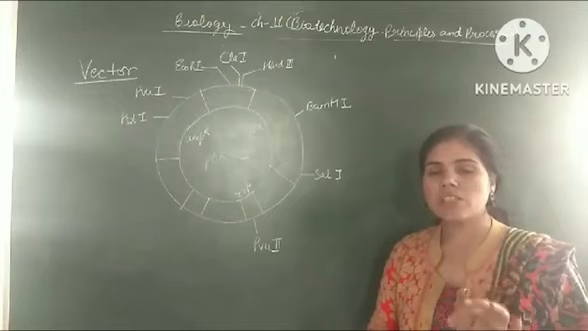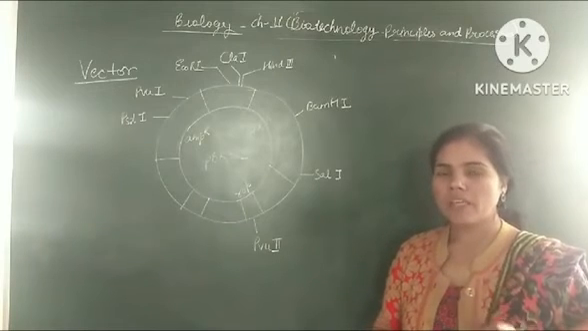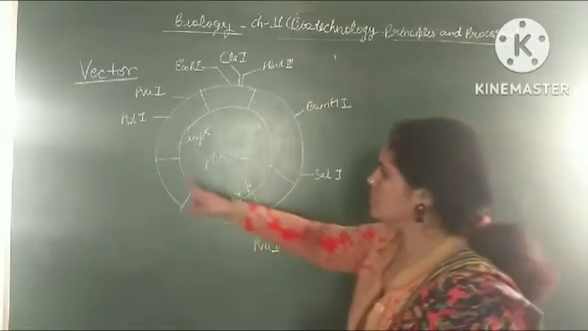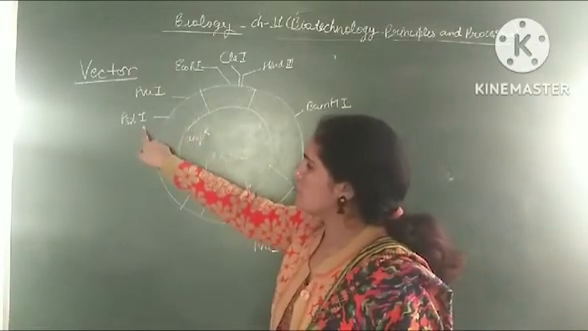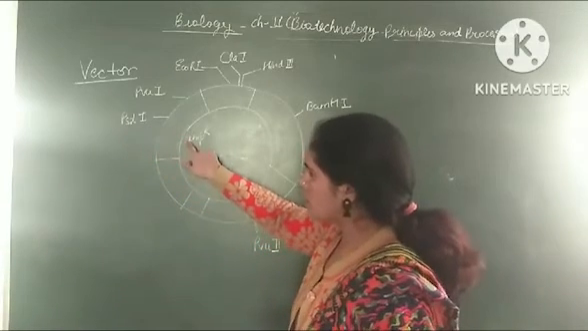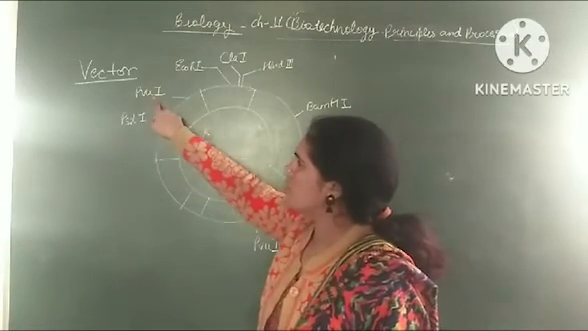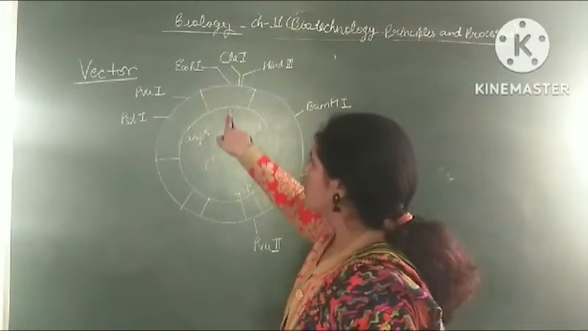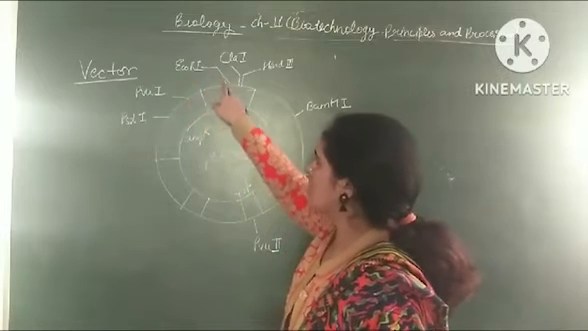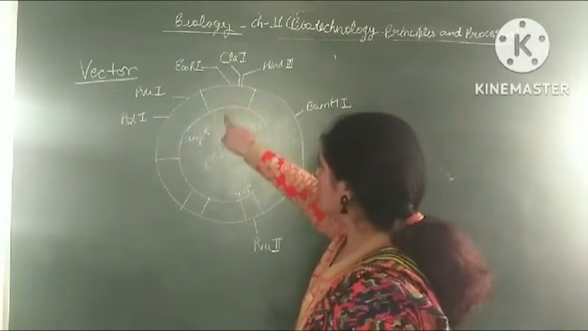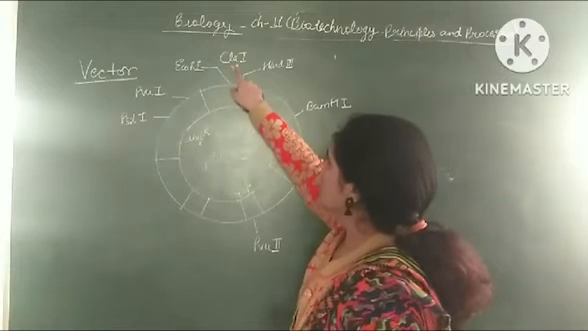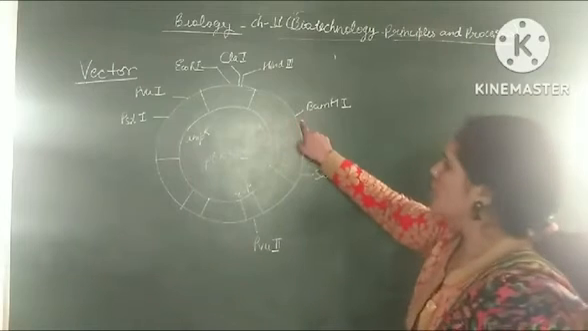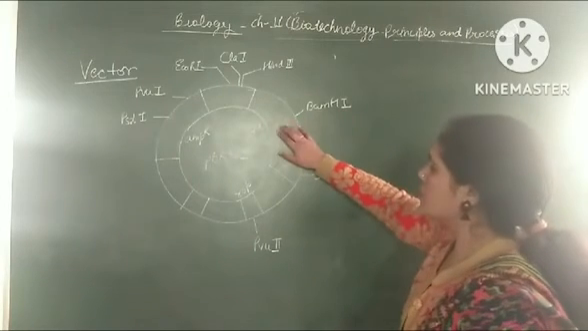The recognition sites are the sites at which restriction endonuclease enzymes can cut that particular DNA. From here, the PstI restriction endonuclease enzyme can cut this DNA. From this part, PvuI restriction enzyme can cut this DNA. From this part, EcoRI restriction enzyme can cut this DNA strand, and from these parts, ClaI or HindII can cut this DNA fragment. From here, BamHI can cut this DNA fragment.